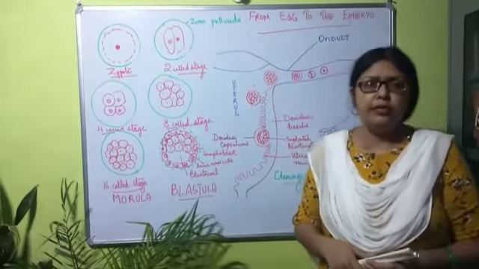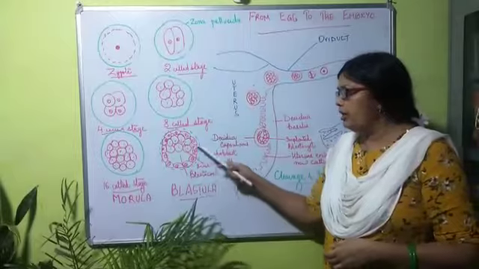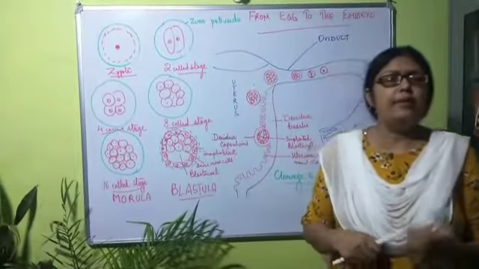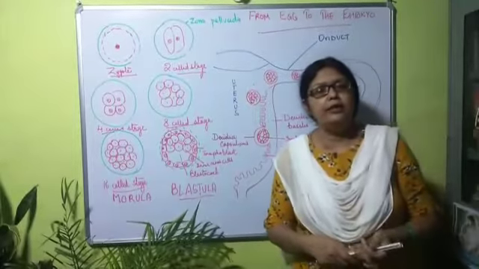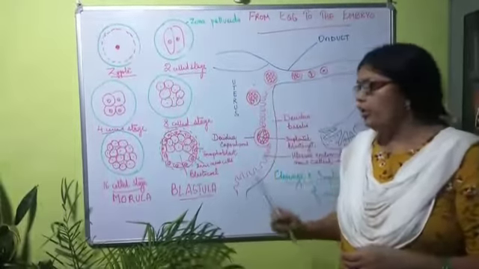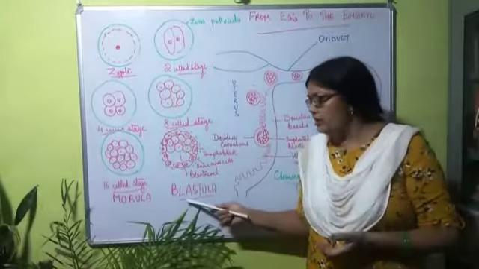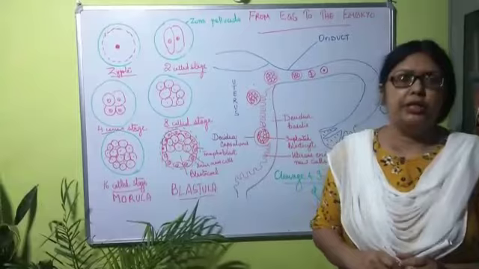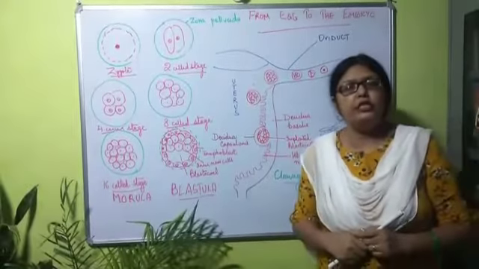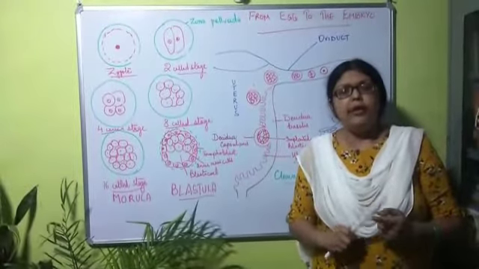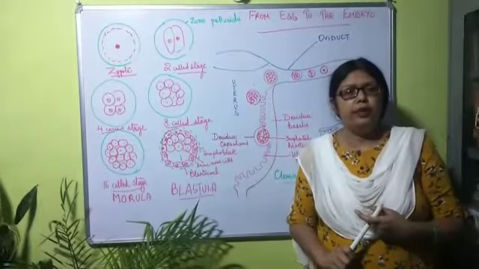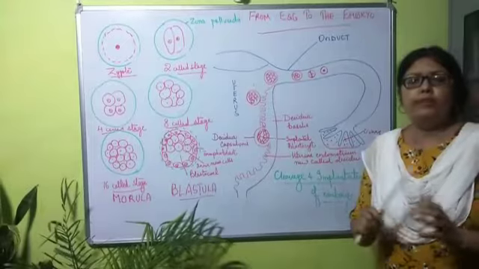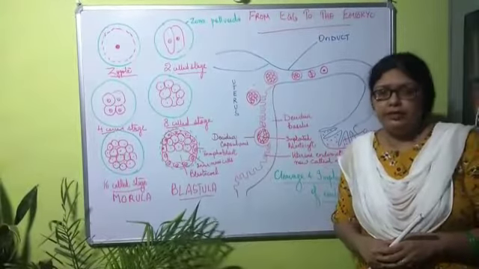Gastrula is not in your syllabus, but this blastula, the inner mass cells and the trophoblast cells, give rise to a number of cell layers, and they are the 3 germ layers. So during the gastrula stage, just after blastula, takes place the process of gastrulation or formation of 3 germ layers: ectoderm, endoderm and mesoderm. From ectoderm, endoderm and mesoderm, all the organs of the baby develop.